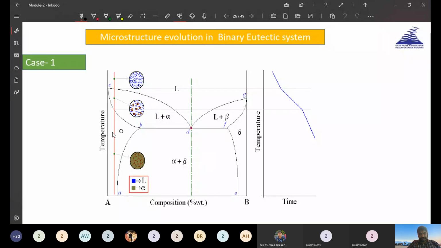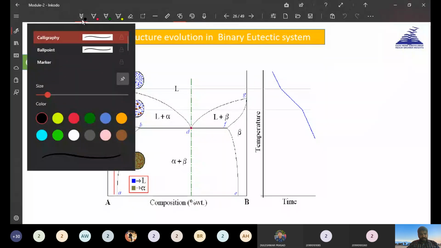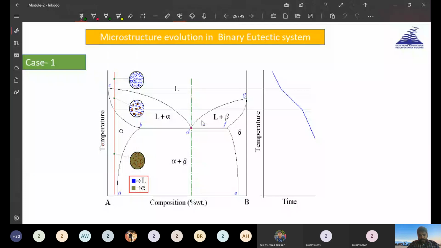Okay, now the first thing. Let me tell you one more thing here. Let me use this green color. As you know, this is our eutectic point. Let me write it with E. This is our eutectic point.